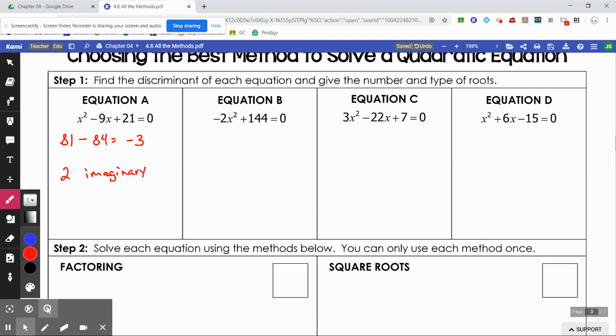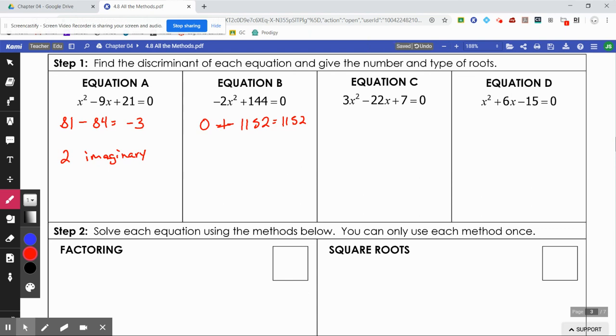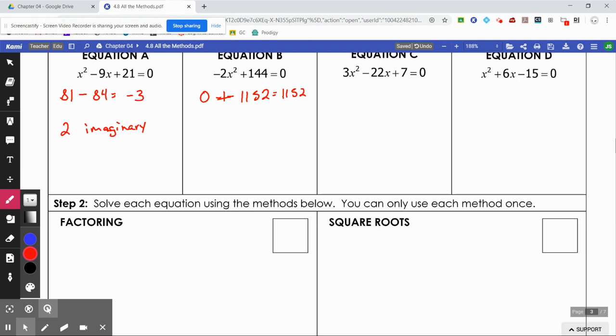Our second equation, b squared minus 4ac, we have no b term, so we have 0 minus 4 times -2 times 144, which is -1152. Minus minus is a plus, so 1152 is the stuff under the radical. And then you ask yourself, well, do we know the square root of 1152? We do not. So therefore, we will have 2 solutions, just like in the first one, and they will be irrational.